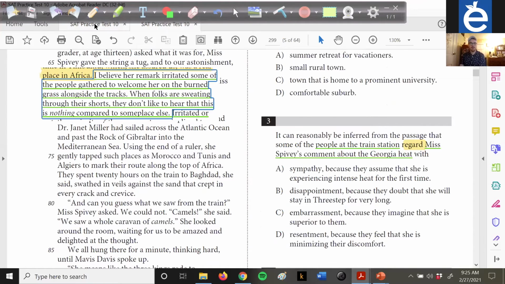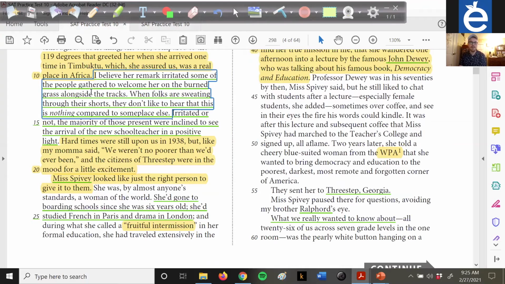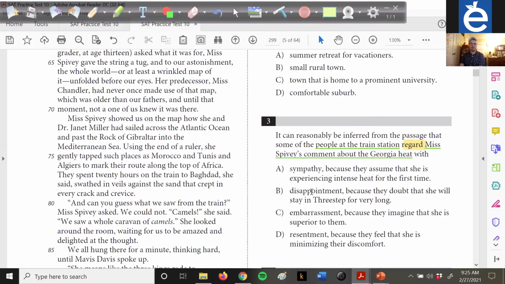What are some synonyms for irritated? Well, we might say bothered, annoyed, frustrated, that sort of thing. Let's see if we come up on any of those here. Sympathy. No, they're not sympathizing with her, and she's let them know that this is not her first time experiencing intense heat. Disappointment, because they doubt she will stay in Three Step for very long. I don't see that, no, for sure. Embarrassment, because they imagine that she is superior to them.